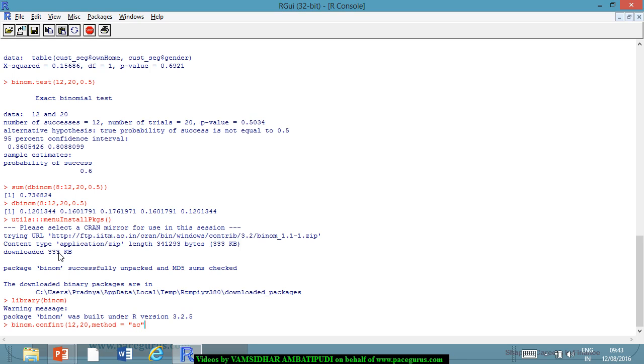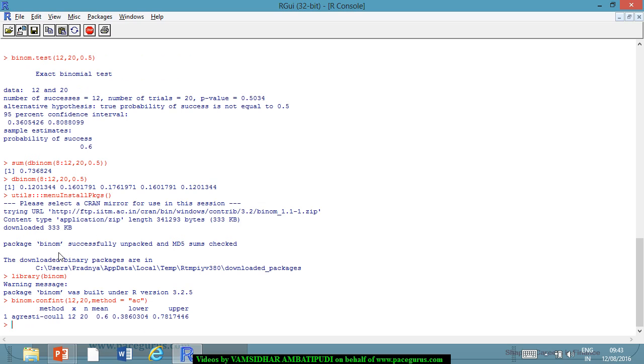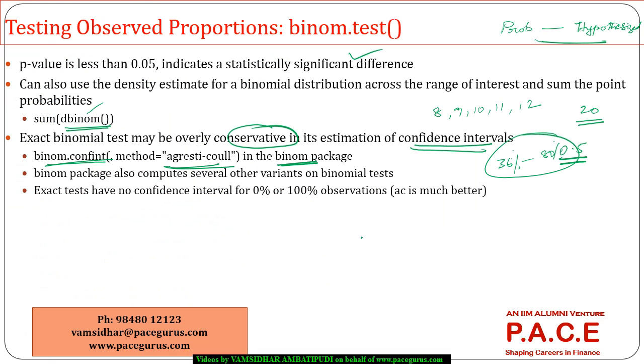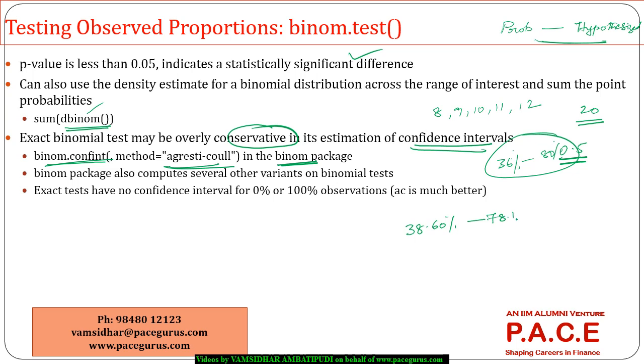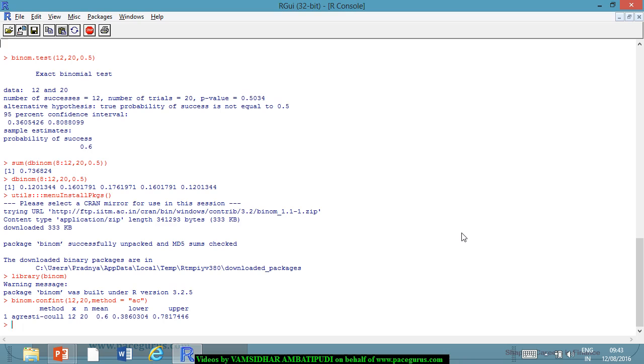So I'm setting it as AC. Now this is saying the interval is slightly different, 38.60% to 78.17%, whereas in our earlier case we got 36% to 80%, a slightly conservative kind of estimate earlier. But the AC method is slightly less conservative. So the confidence interval is slightly smaller compared to what you get in a typical binomial computation.